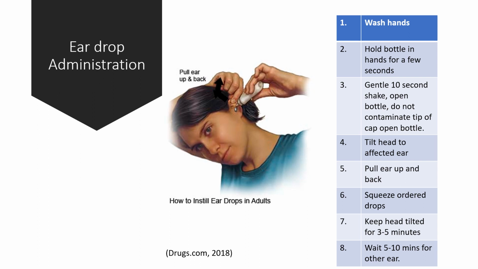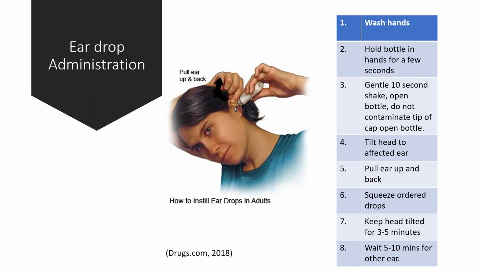It is very important to teach our patients how to instill ear drops. Drugs.com has 8 steps to follow when applying eardrops. The first one is to wash your hands. Second, hold the bottle in your hands for a few seconds. Third, have a gentle 10-second shake. Open the bottle but do not contaminate the tip of the bottle or the cap. Fourth, tilt the head to the affected ear. Fifth, if you are over 3 years, pull the ear up and back.